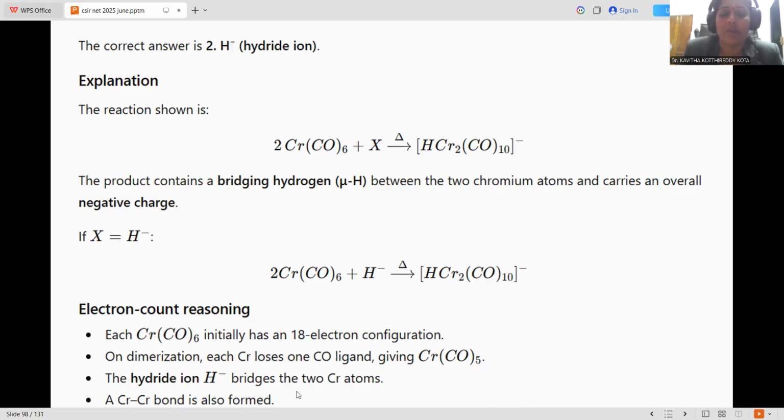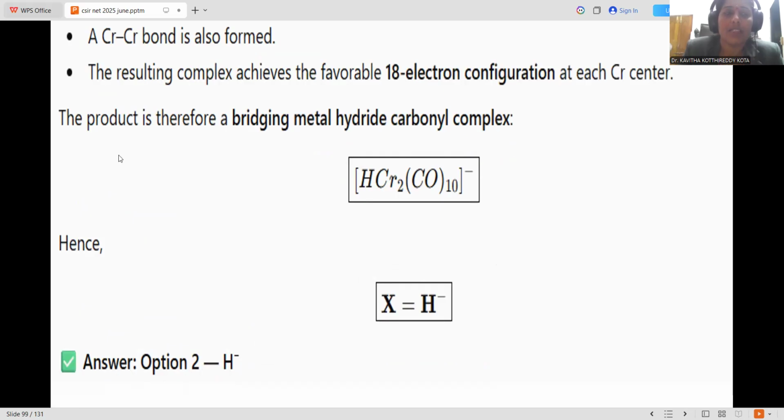And moreover, the hydride ion is bridging 2 chromium atoms. A chromium-chromium bond is also generated; there is a provision for a direct metal linkage, and the bridging hydride also links the 2 chromium atoms. This is the way the dimeric complex originates during product formation. That's the reason the chromium-chromium bond is formed, resulting in the complex occupying an 18 electron configuration, and the bridging metal hydride complex [HCr2(CO)10]minus follows the 18 electron rule, so it is also a stable anionic complex.